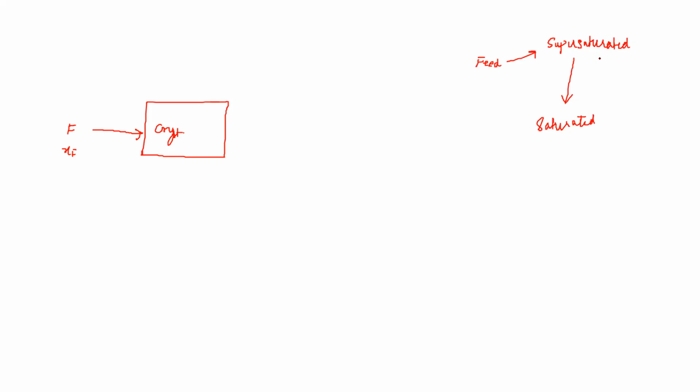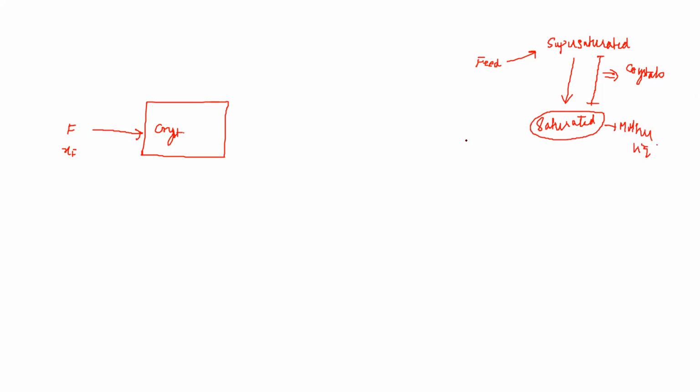It comes to its saturated state. So while it comes from supersaturated to saturated state, it releases solids, or basically it releases solute. The solute moves out of the solvent, and this solute is separated as crystals. Then after the solute gets separated, whatever is the remaining solution, that is your mother liquor. Most of the time mother liquor is saturated.